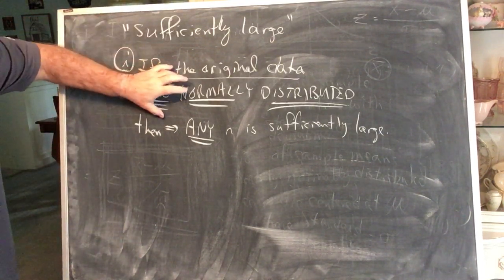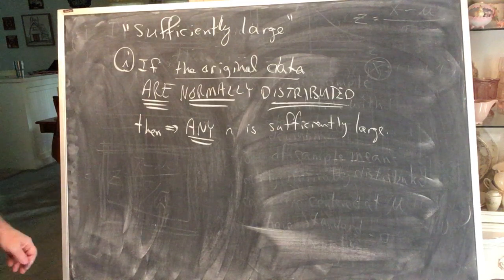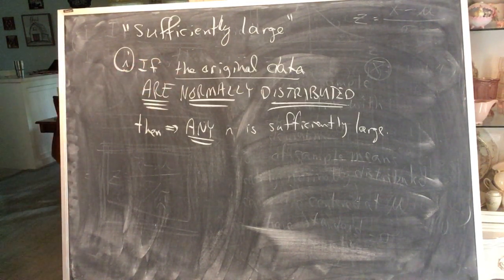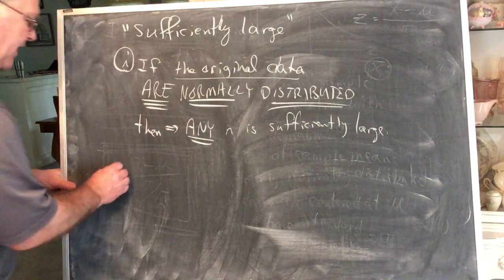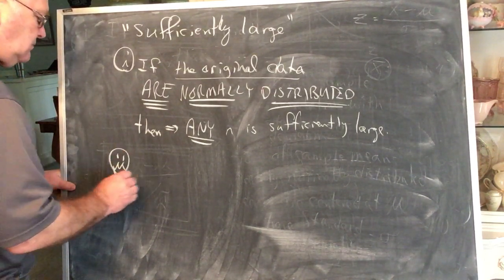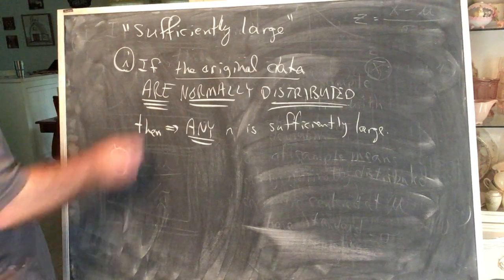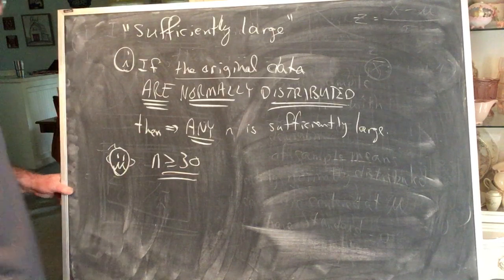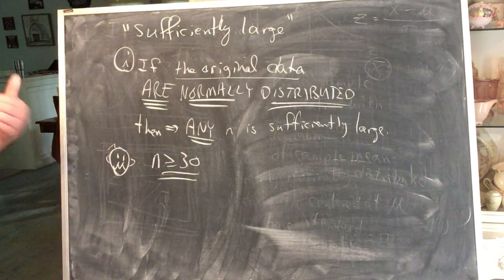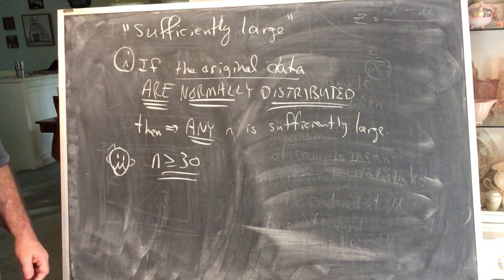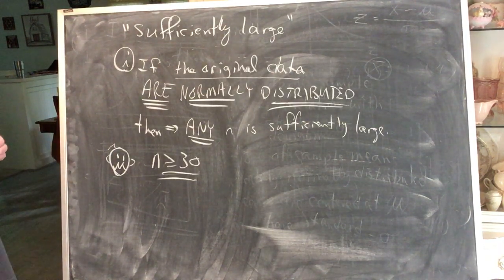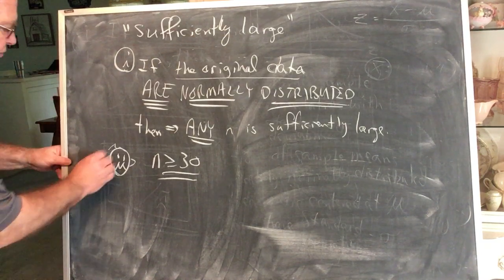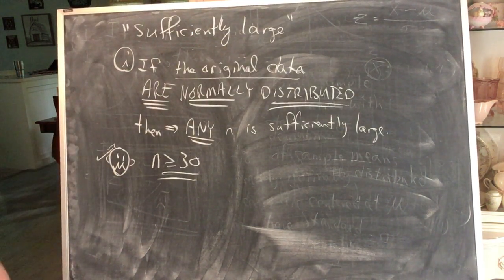Now, suppose this phrase is not in the problem. You do not know that the original population is normally distributed. In that scenario, the other way to meet the requirement is this. Vast experience has shown 30 is the cutoff. For our purposes, greater than or equal to 30 will be sufficiently large. So if it's greater than or equal to 30, it doesn't matter what else is happening. You have met this requirement and you're good to go.